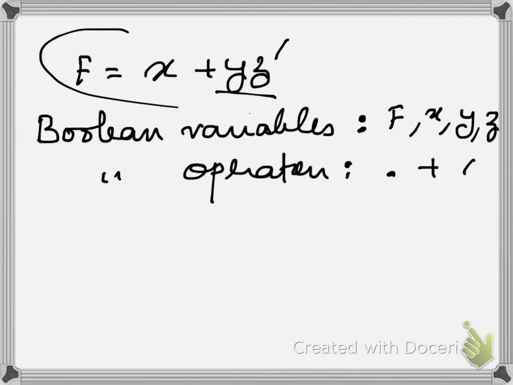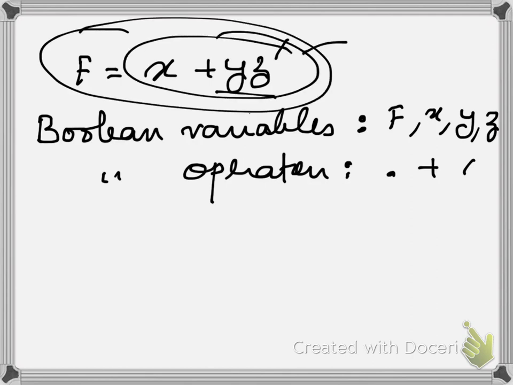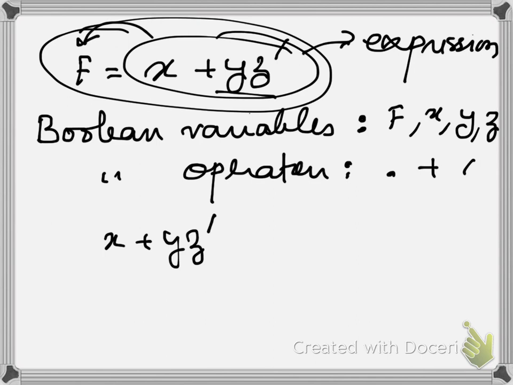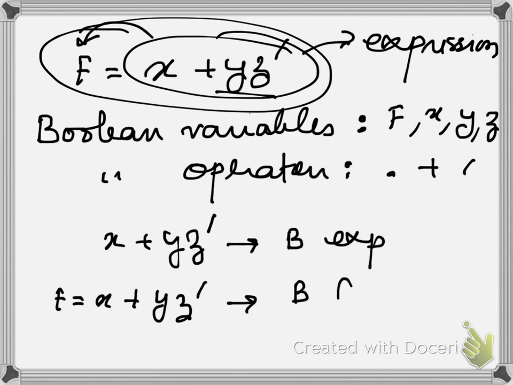So together this part is called the Boolean expression, and when we assign this Boolean expression to a Boolean variable, this whole thing is known as your Boolean function. So f is equal to x plus yz dash is a Boolean function, whereas x plus yz dash is a Boolean expression. So this is a Boolean expression and this is a Boolean function.